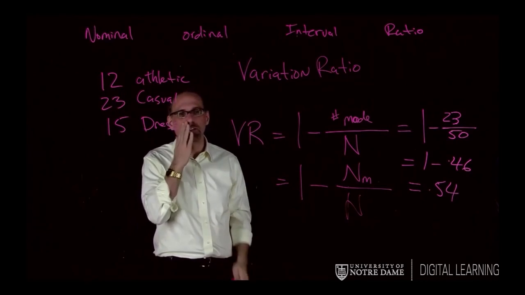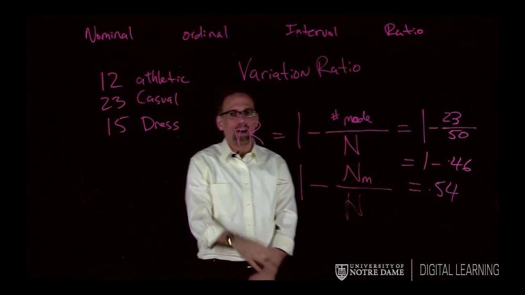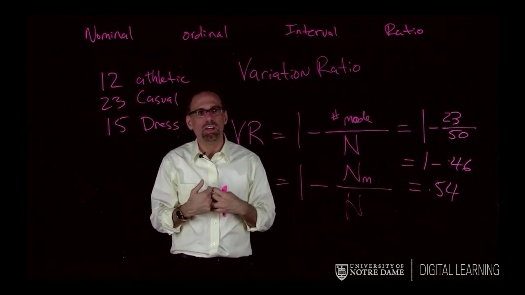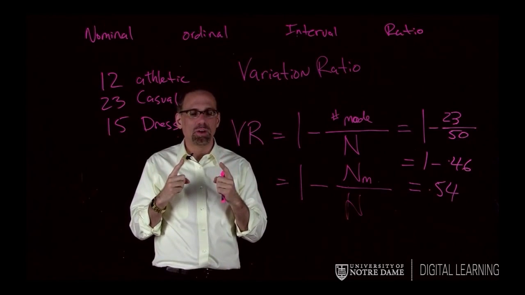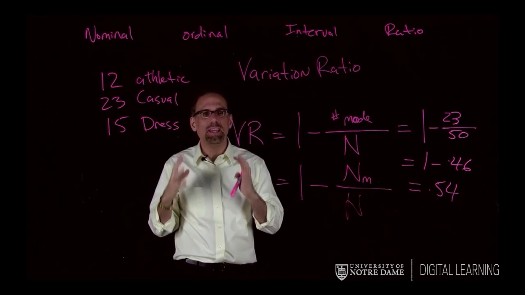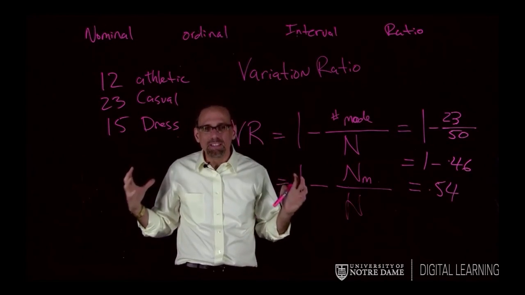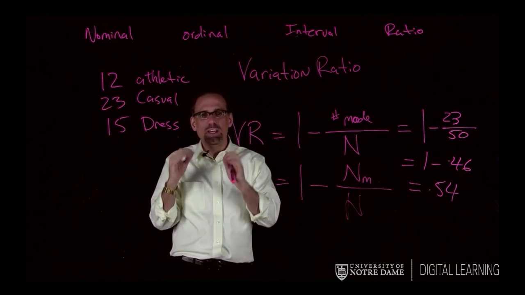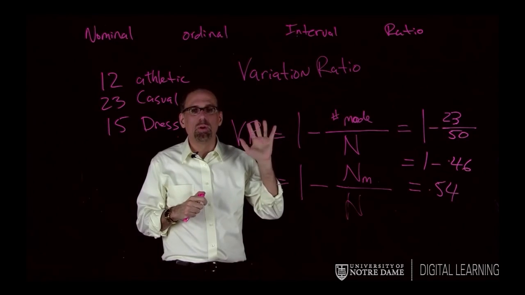It's very simple, very straightforward. Okay? All right. Now, the thing to appreciate in terms of how this gets us to dispersion is that as one category starts to dominate the data more and more, as things get more concentrated in one category, the variation ratio starts to approach 0.